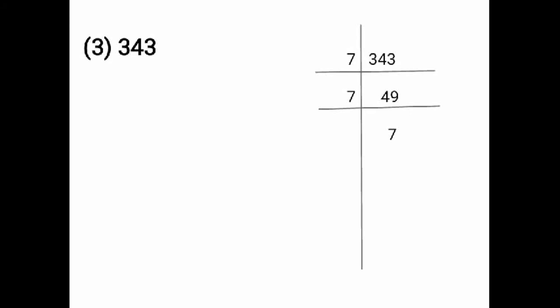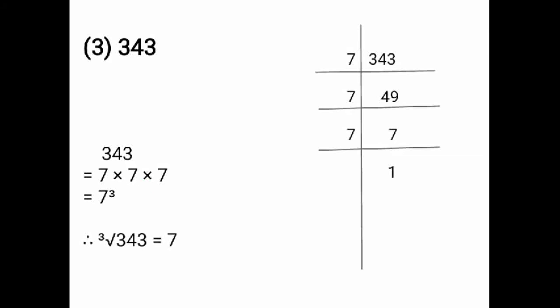7 is the prime number. So you have to divide the same number by 7. 7 ones are 7. Write this in multiplication form now. 7 into 7 into 7. 343 is equal to 7 into 7 into 7. That is equal to 7 cube. Cube of 7 is 343. When you remove this index cube, you have to write in cube root form. That is, cube root of 343 is equal to 7.